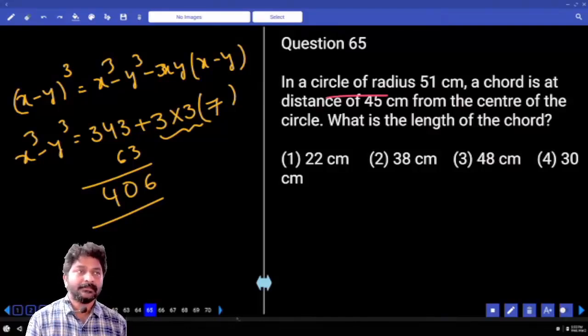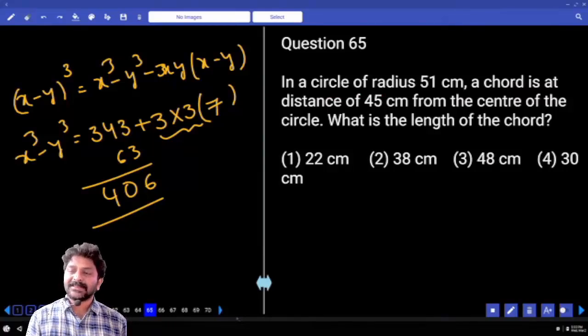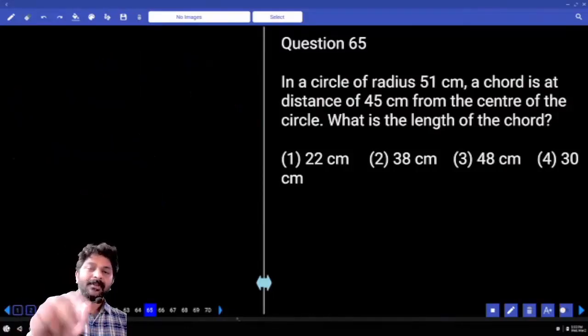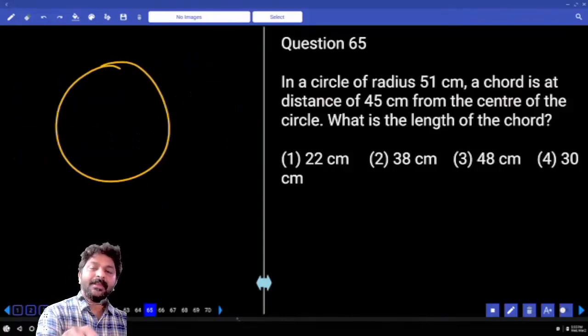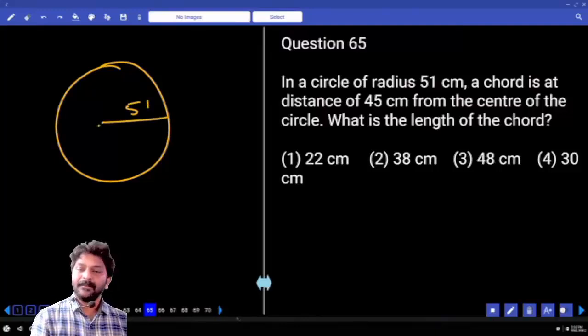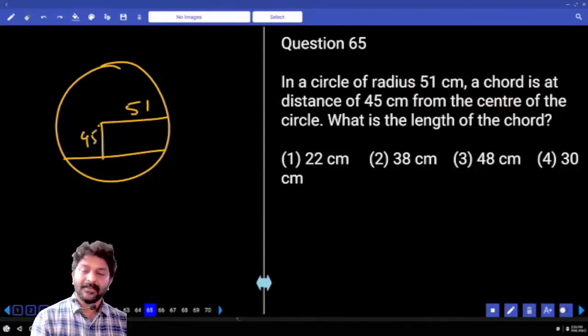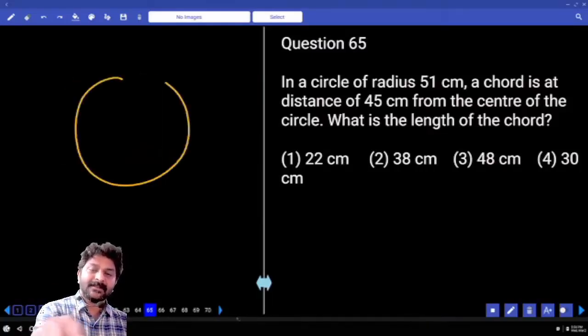Okay, now. In a circle of radius 51 centimeters, a chord is at a distance of 45 centimeters from the center of the circle. What is the length of the chord? Right, here we have a circle. A radius is mentioned as 51. Let's assume there is a chord here, and it is at a distance of 45. Correct? So now I'll rewrite this.